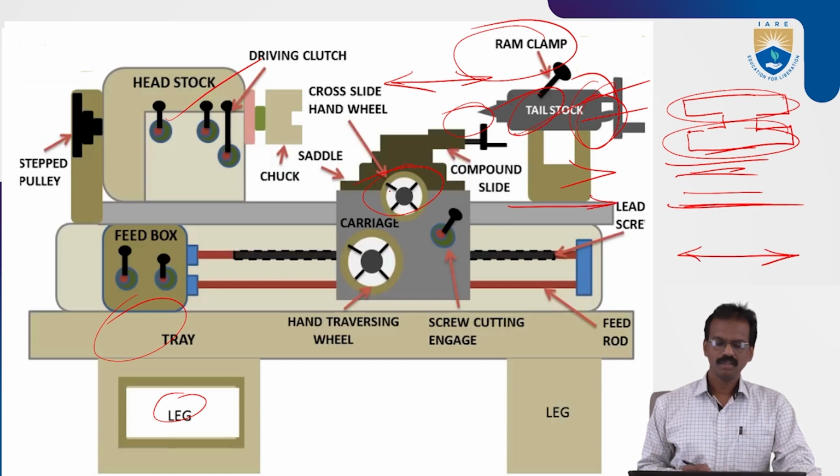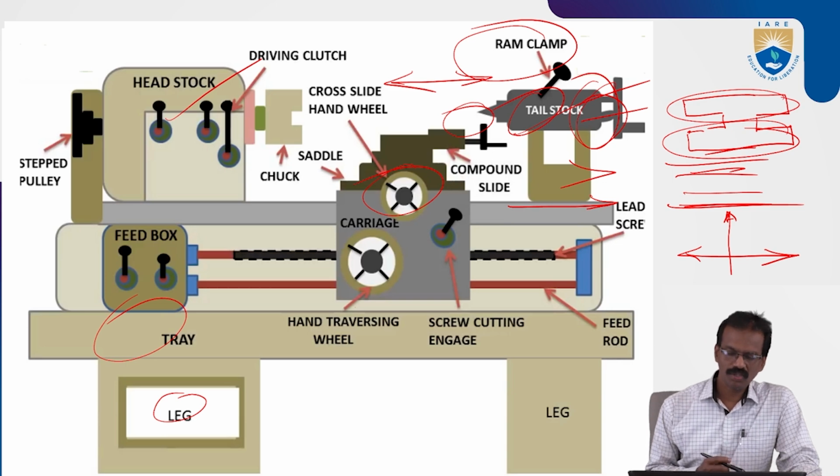Cross slide gives the vertical movement of the tool bit. So this is mainly used for different operations, like facing operation, cutting operation, or shearing operation. For this we can use the cross slide.